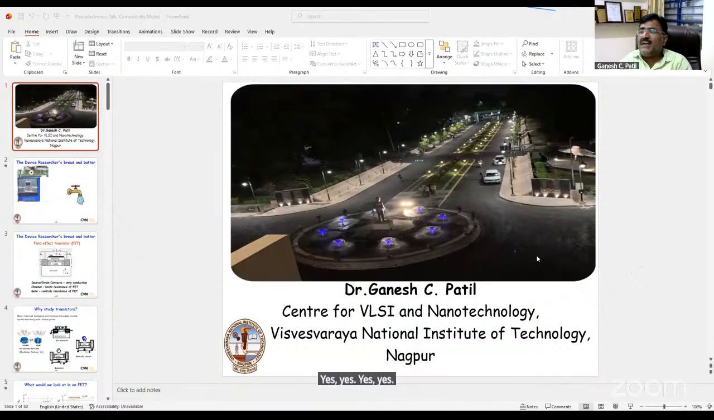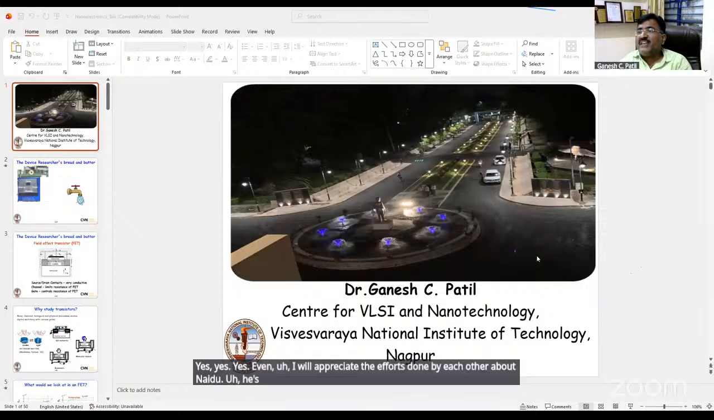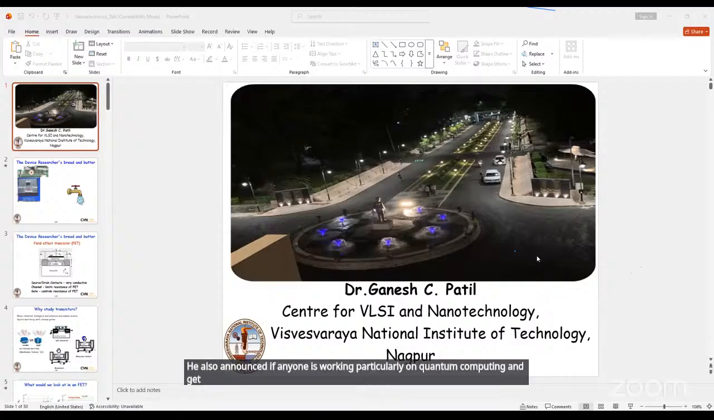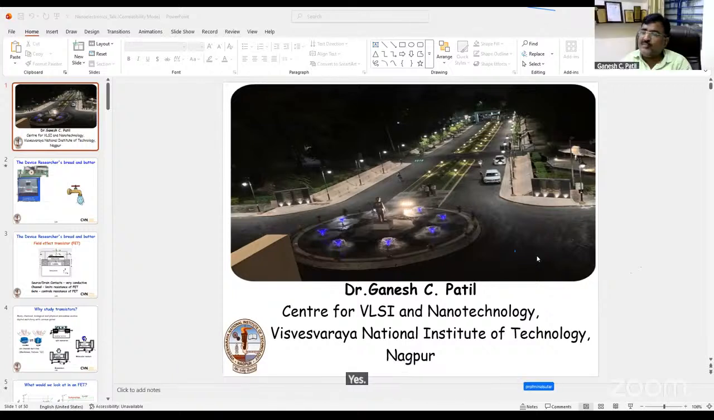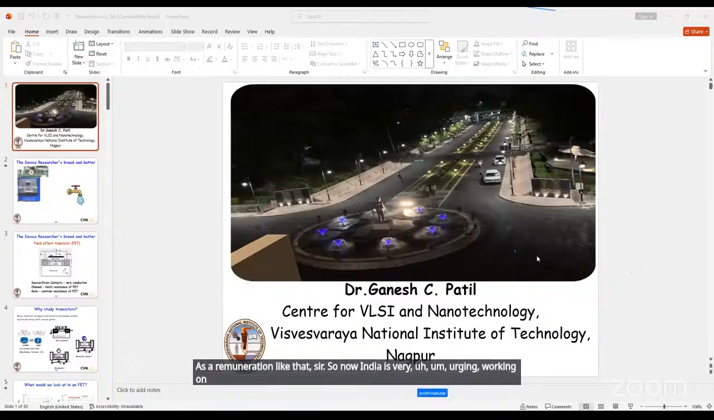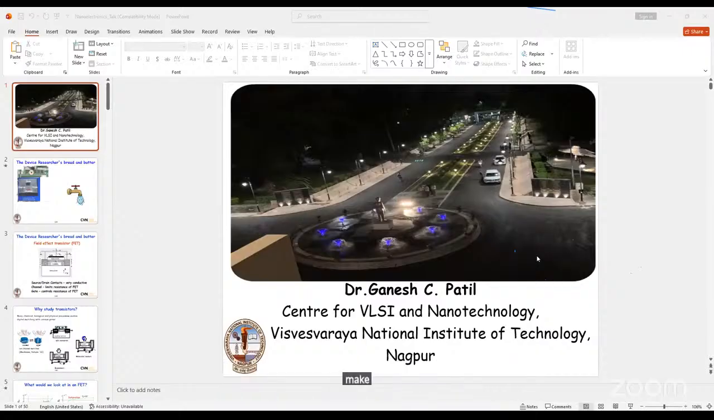I also appreciate the efforts made by Chandrababu Naidu. He has come up with the Quantum Valley at Amravati. He also announced that if anyone working particularly on quantum computing gets a Nobel Prize, he is giving many crores as remuneration. So India is now very keen on working on electronics devices, make in India.